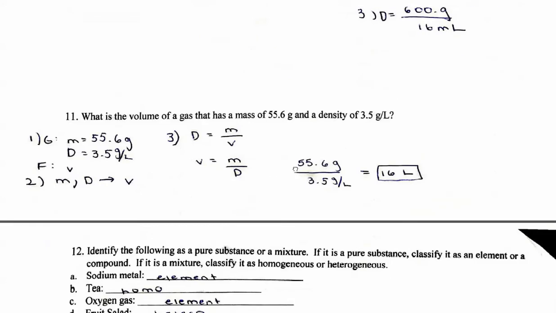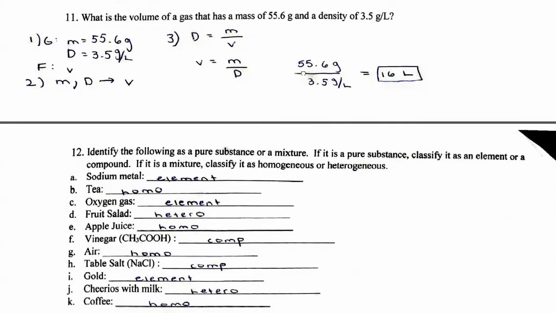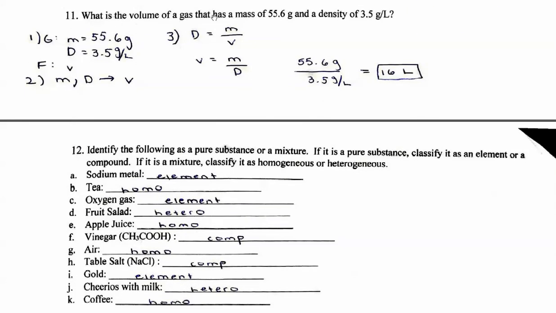Okay. Number 11. What is the volume of a gas that has a mass? So mass is 55.6, that's my given, and a density of 3.5 grams over liters, that's my density. So I'm trying to find my volume. So for my step, density equals mass over volume. Now, what you can do to find your formula for volume, take density times your volume, set that equal to your mass. Then divide both sides by your density, and this is the formula you get.